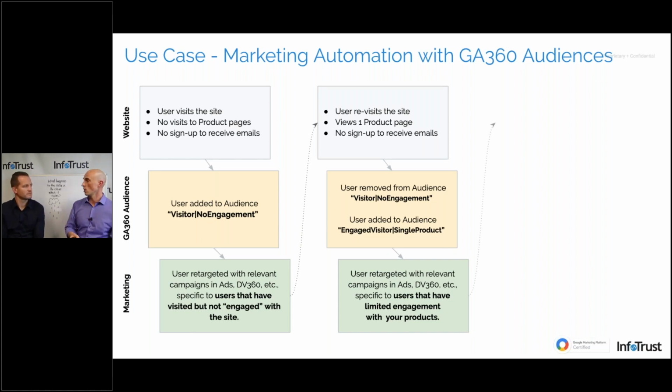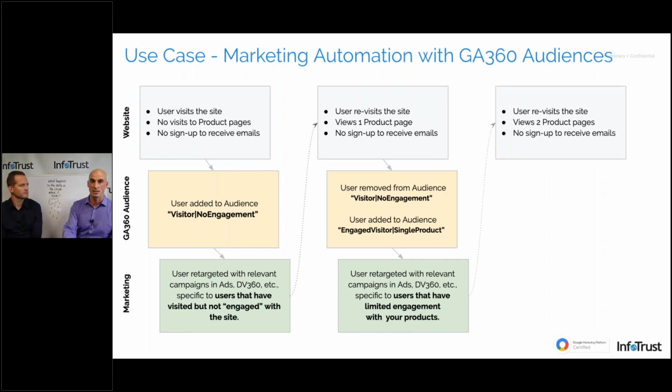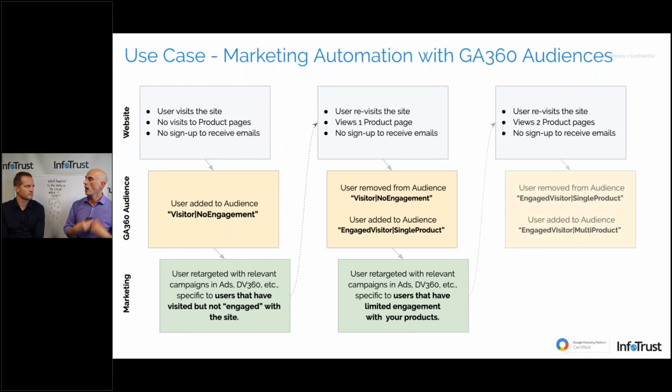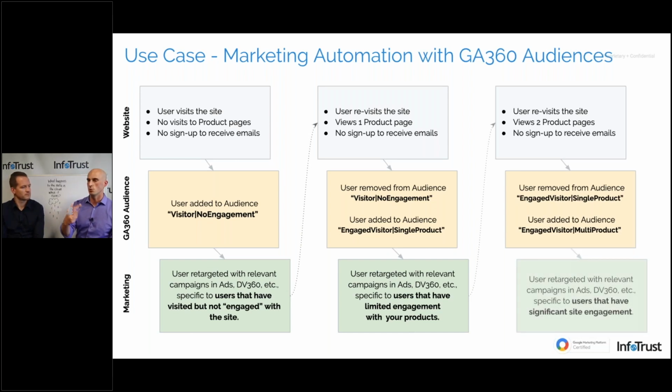Again, let's say they get targeted with one, they click on that ad, they go back to the site. This time they're looking at multiple product pages. The cool thing here, if you have everything set up correctly and you've thought this through, is the user is automatically removed from the single product audience and added to a multi-product audience, where you can then again target them with specific marketing messages that are relevant to users at that stage in the process.